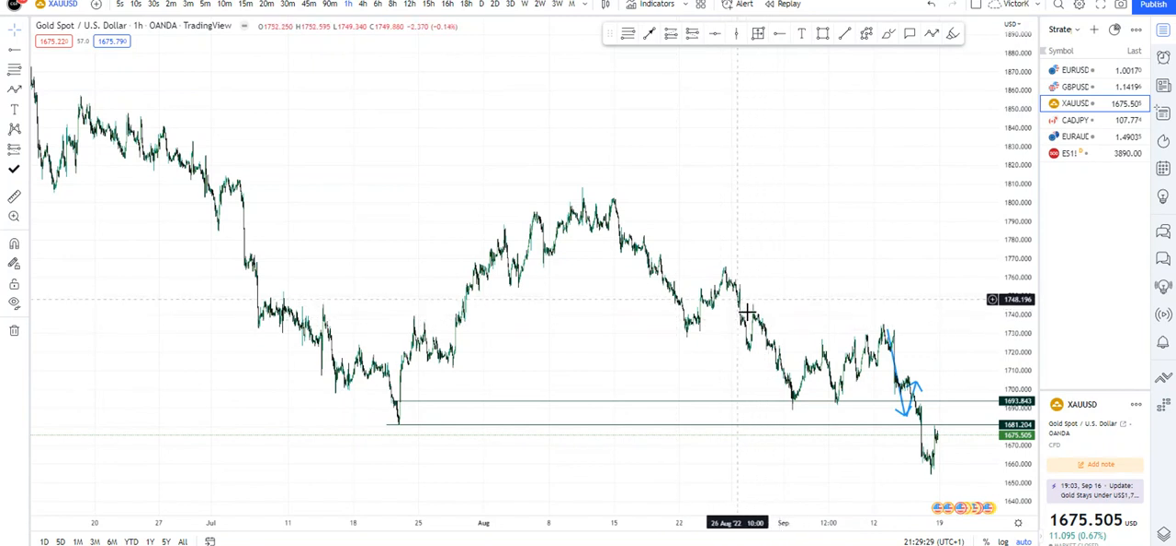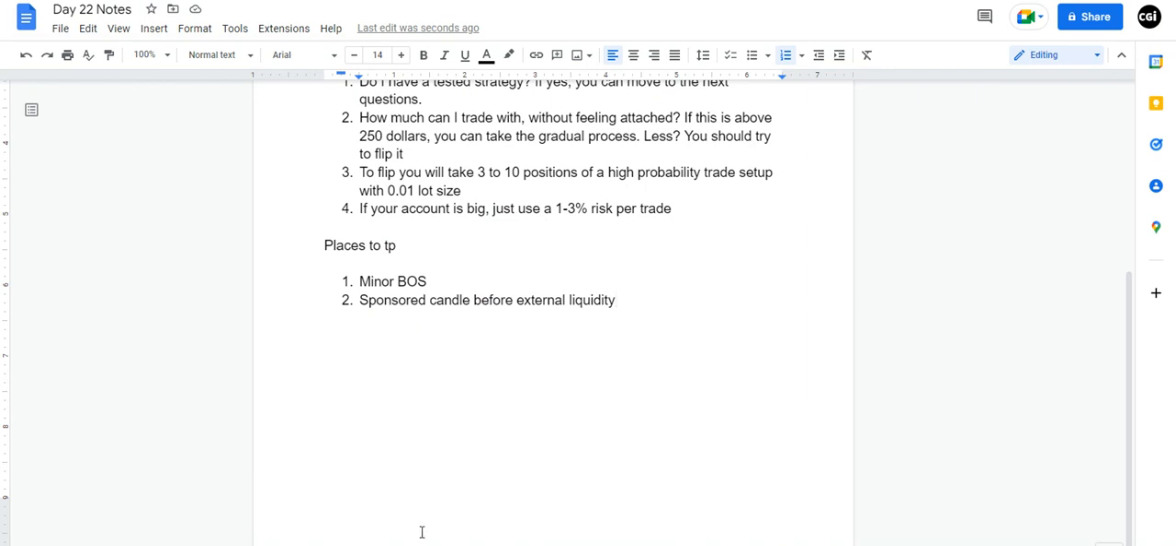Alright, so let's say you entered up here. This place is your first target, this place is your second target. So that's how it is. If you see a sponsor candle against you, you might want to take partial profits there. Just take a little bit from that place because it might have a deep correction from there. So that's another place to take profits.